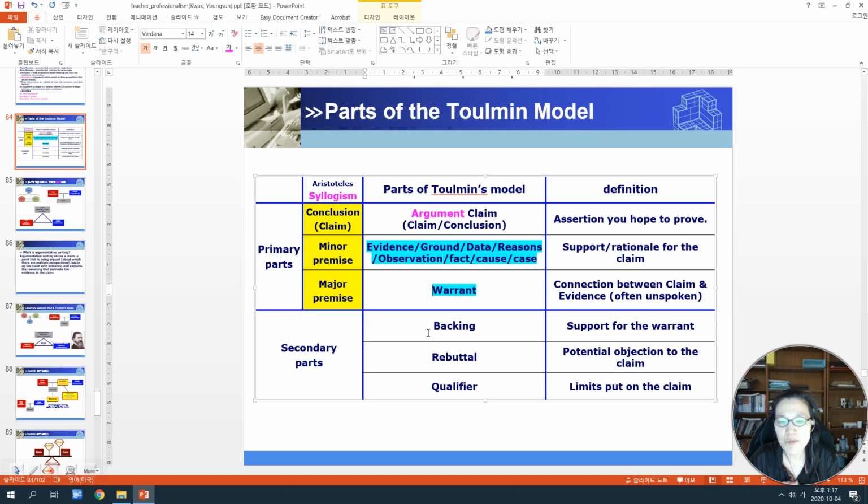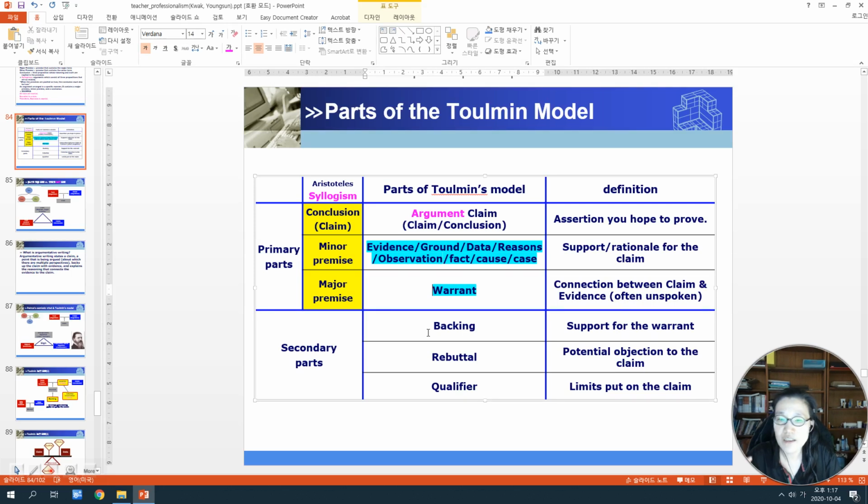And there is a rebuttal, or some kind of objection to the claim. And there is a qualifier. As I said, these three components are secondary parts of Toulmin's argumentation model. So let's review it again.